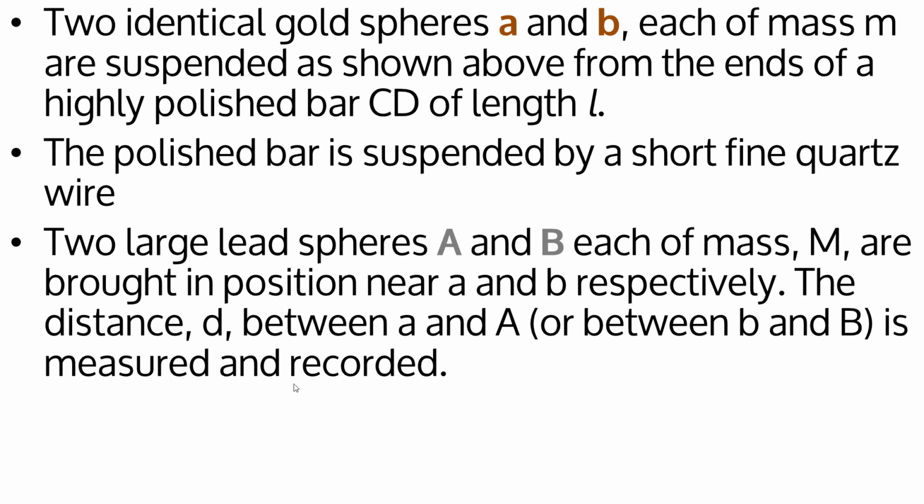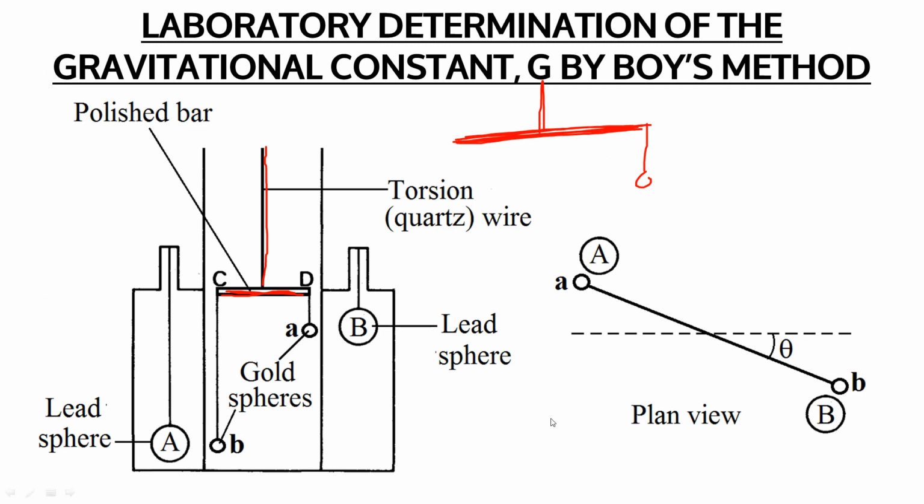You measure that small distance. Let me first go back. You see, that distance d. So you have to measure a very small distance. The distance between this and that, we are calling it d. Even here, the distance between these two, that distance d, is measured between the centers, and recorded.